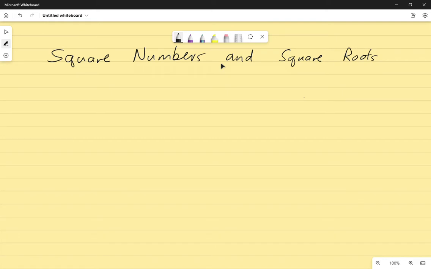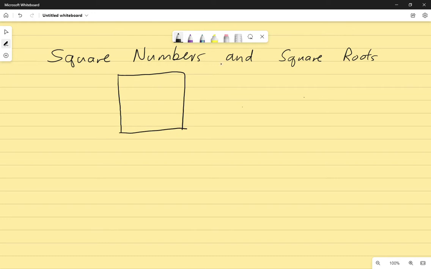Okay, let's talk about square numbers and square roots. So, you should all know what squares are. For those of you who don't, here's what a square is. I'm going to draw one. It's approximately like that.